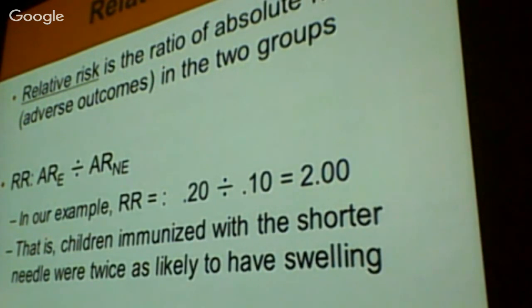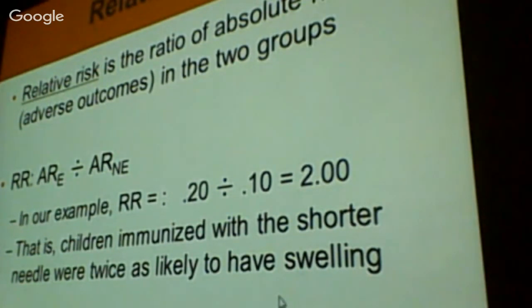Now let's look at the relative risk. The relative risk is the ratio between the two absolute risks. Gets complicated, right? So we can compute our absolute risk in the exposed group and the absolute risk in the unexposed group, just divide them. So in this case, we have 20% and 10%, divide them. We get 2.